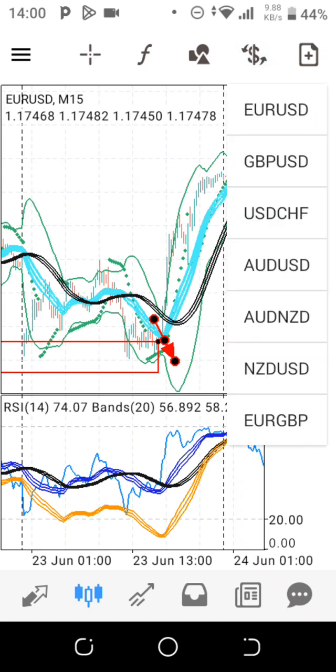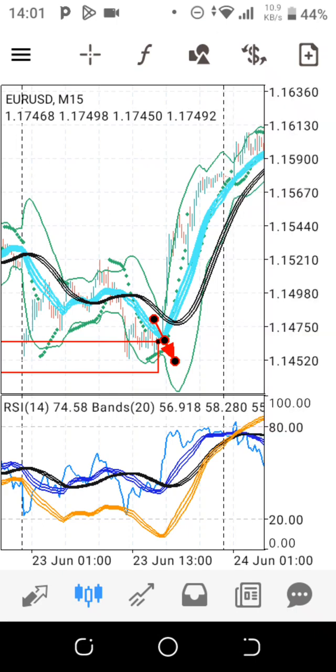Sometimes I can also use USD Chef, Aussie USD, New Zealand USD for certain confirmations again, because there is what they call correlation between them. I can use them for certain confirmation. So that is my trading strategy.